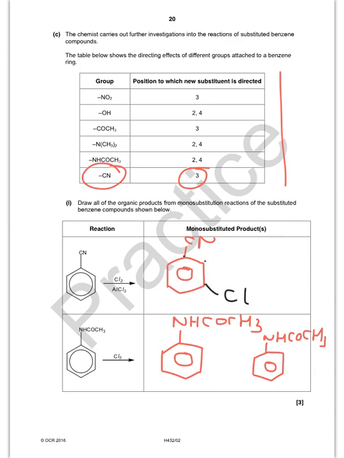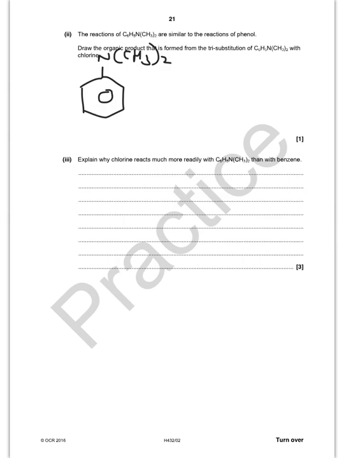How about with this group here? Well, it directs to the 2 and the 4 position. So I'll make one isomer with my chlorine there, and the other isomer on the 4 position, which is going to be there. So it tells me that this molecule reacts in a similar way to phenol.